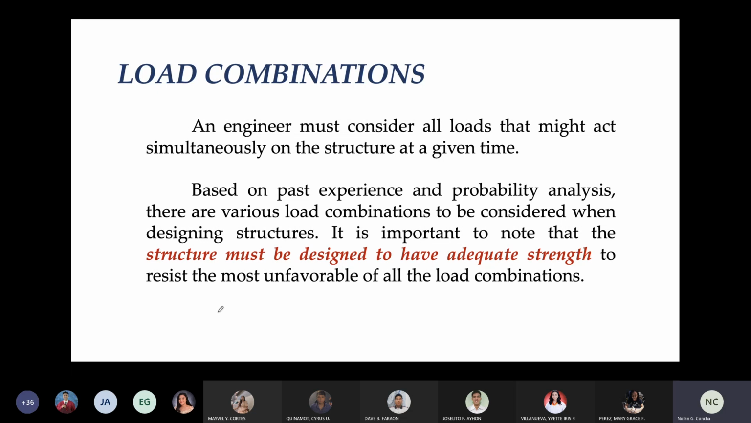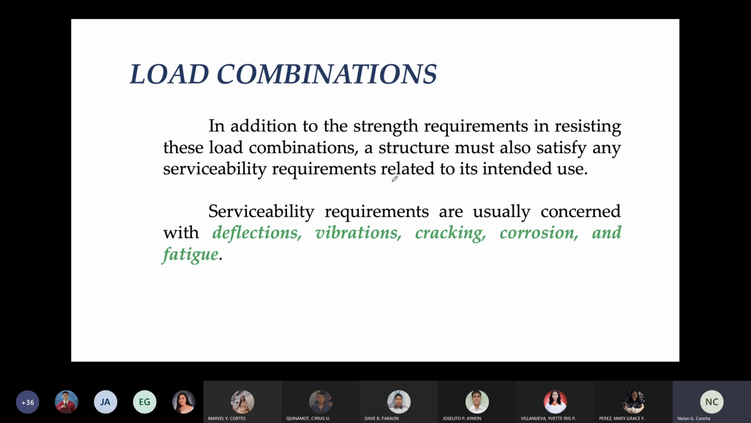And so, meron tayong tinatawag na load combinations. Yung mga load combinations na yun, minamagnify natin sila. Magnify in the sense na minumultiply natin yung calculated loads by a certain load combination factors greater than 1. Halimbawa, dead load. 1.2 ang ginagamit natin.